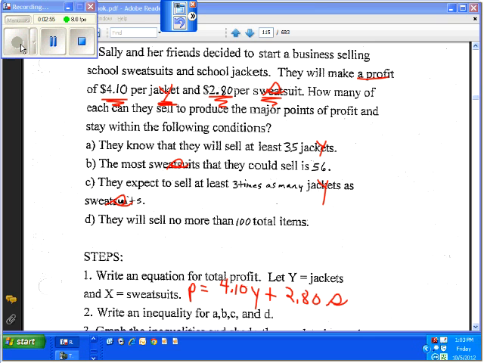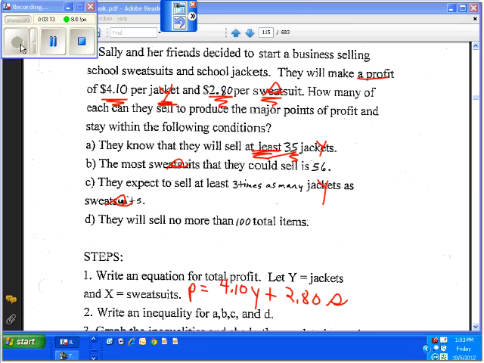The other thing it asks us to do, number 2, as you can still see on the screen, is write an equation or an inequality for A, B, C, and D. And then we're going to graph those. So we're going to write this here since we can see the work, and then we'll move them to the next page. They will sell at least 35 jackets.